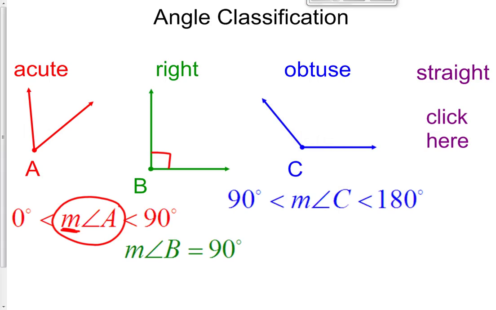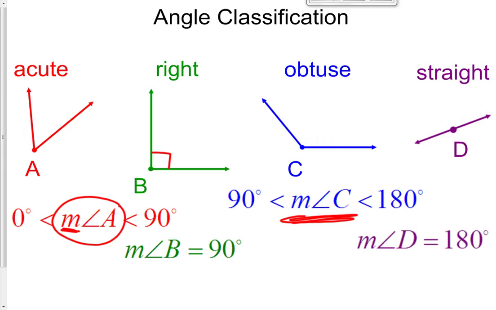Obtuse is where it's greater than 90 but less than 180. So the measure of angle C is bigger than 90 degrees but it's less than 180. And then a straight angle, that's kind of where our opposite rays come into play. A straight angle is exactly 180 degrees. So 4 ways to classify an angle: acute, less than 90; right angle, exactly 90; obtuse, greater than 90 but less than 180; straight angle, less than 180. Or sorry, straight angle, exactly 180.